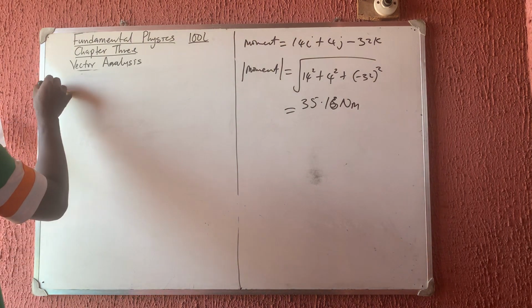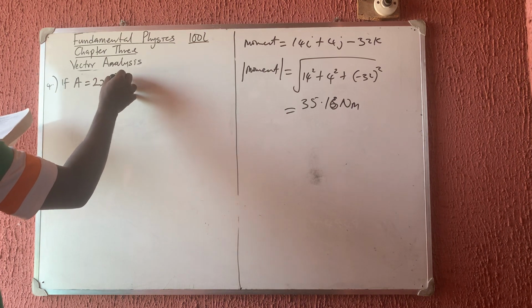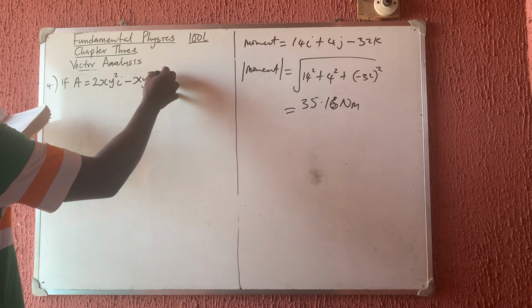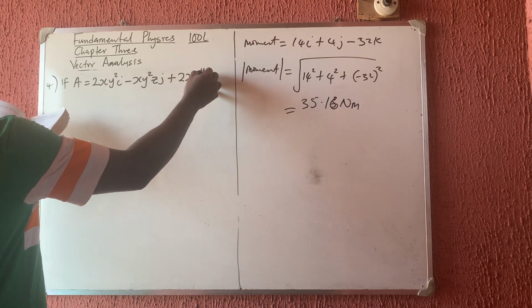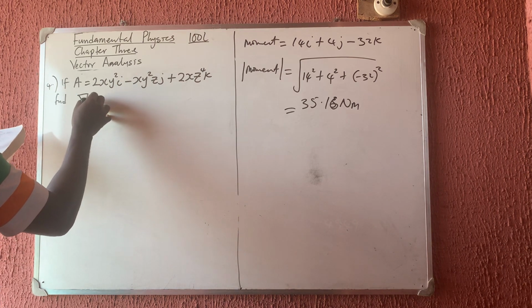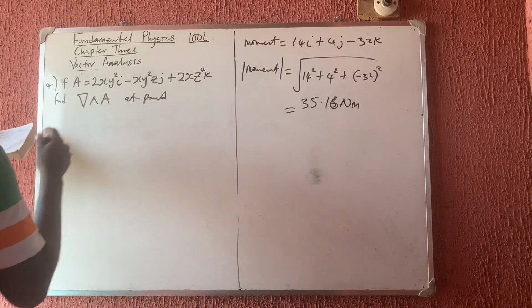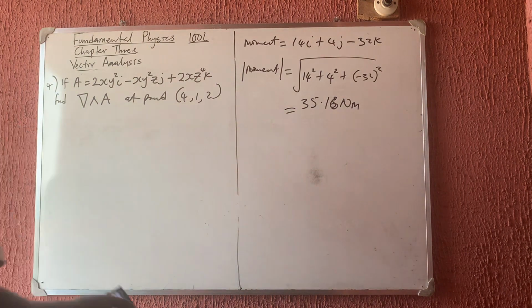Question number 4 said that if A is equal to 2xy squared i minus xy squared z j plus 2xz raised to power 4k, then they now say we should find this, at point (4, 1, 2). Okay. Now solution. Now whenever you see that arrow, it means a cross product.